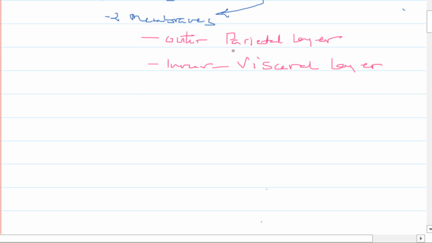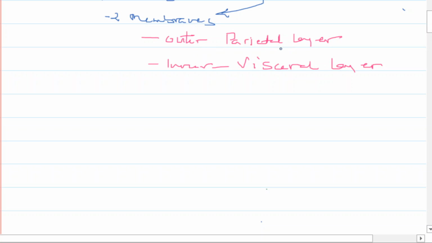Right? So the outer pericardial layer, this is your fibrous, oh my god, my drawing is very, very bad. So let's take a picture from the internet. So first let's learn the names and then we'll look at the picture. The outer parietal layer and the inner visceral layer. We have covered this in class.